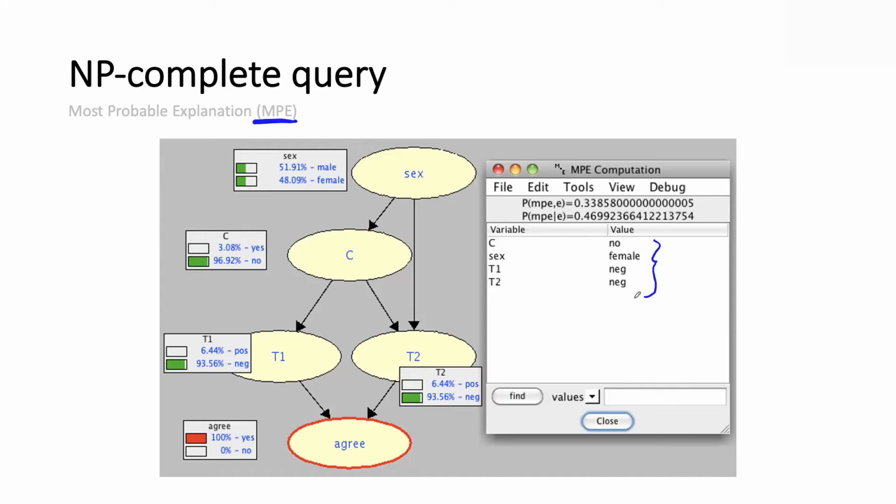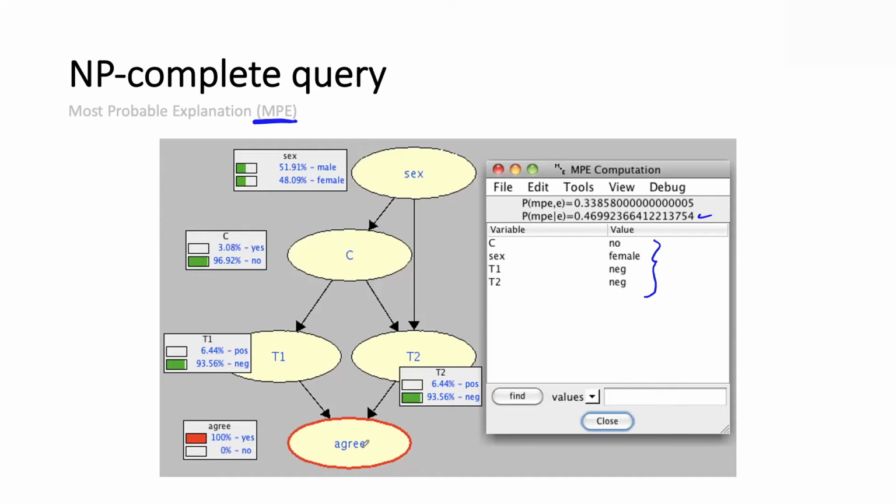And if you look in this screenshot, we're getting back that this is an MPE. Now you could have multiple MPEs, right? You may have multiple instantiations that attain this highest probability, and this is one. It's saying that this is a female that doesn't have the condition and on whom both tests came out negative. And this is the probability of the MPE given that piece of evidence. The evidence here is that agreement, the two tests came out the same. Okay, so this is basically the MPE.